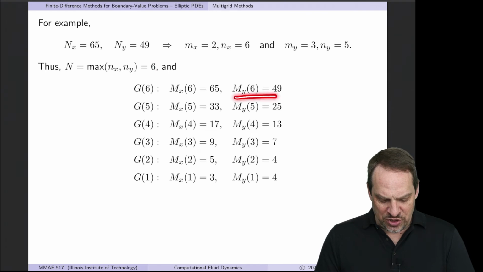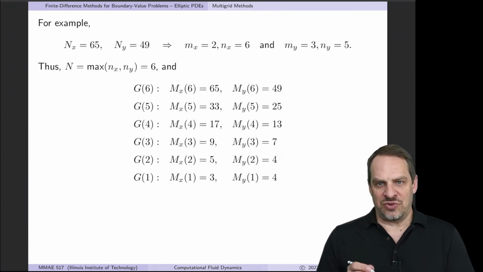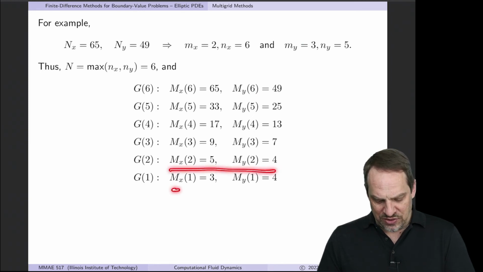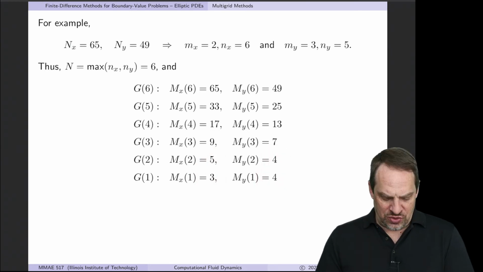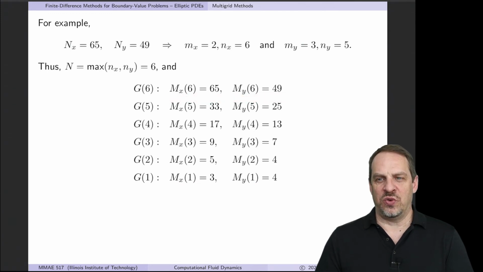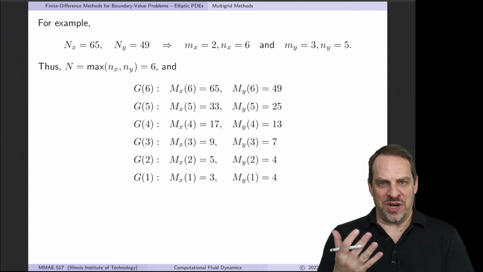Now for y, we start with 49. Subtract 1 off, that's 48. Divide by 2, that's 24. Add 1 back, that's 25. 24 divided by 2 is 12, plus 1 is 13. 12 divided by 2 is 6, plus 1 is 7. From 7, subtract 1 off, that's 6. Divide by 2, that's 3. Add 1 back, and that's 4. We can't get any smaller than 4. So the point is, the way that we get this additional grid level is by having this one, but not this one. So the coarsest grid is going to be 3 by 4, and the finest grid is 65 by 49. So you can see how you can choose these differently, as dictated by the problem that you're looking at.